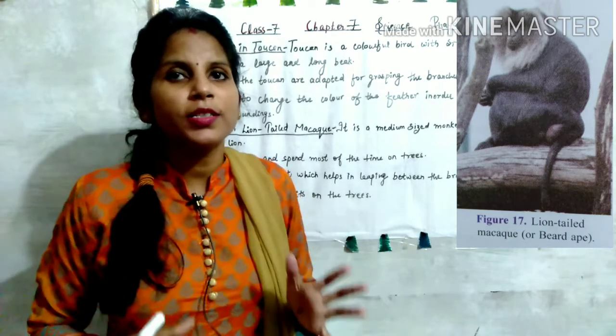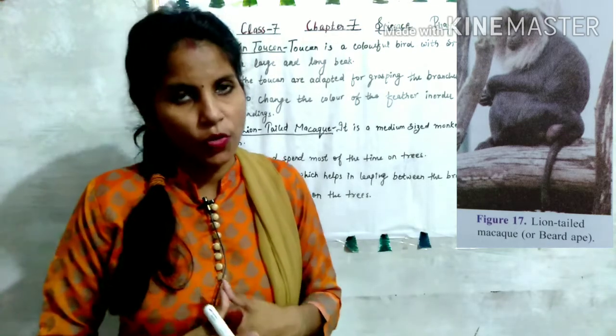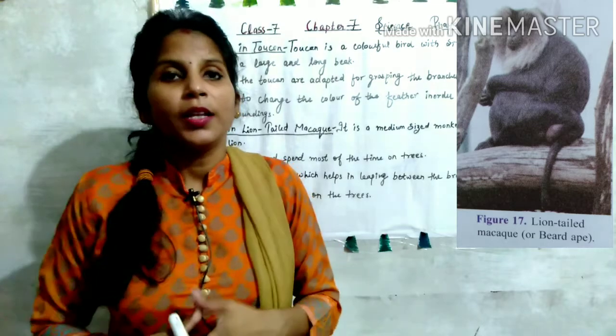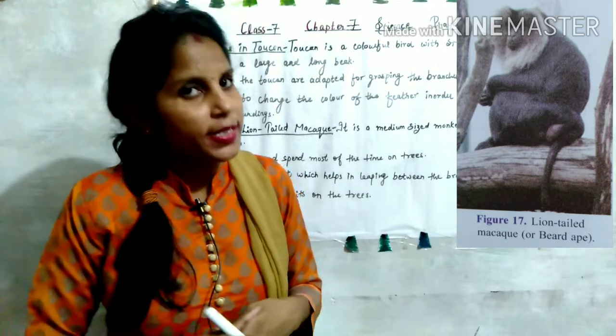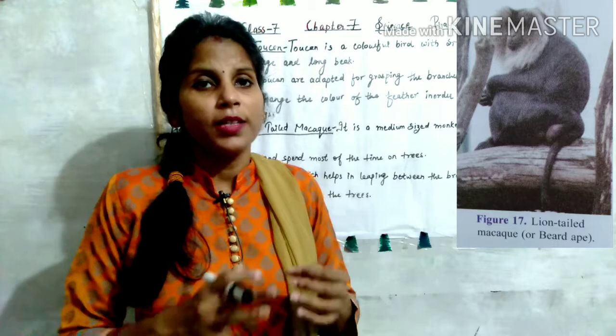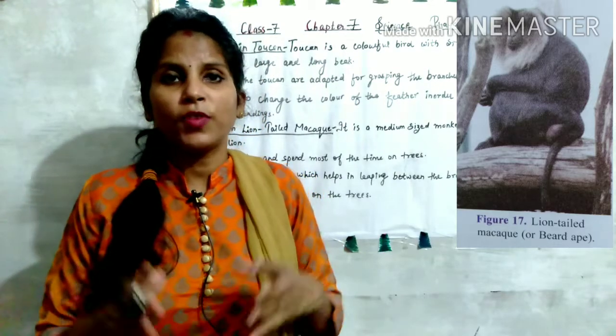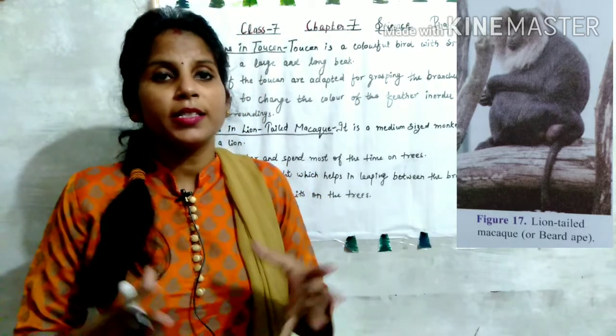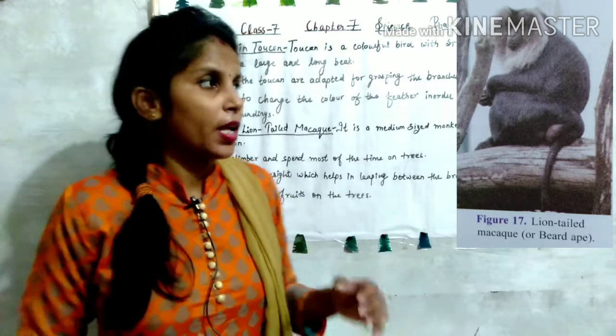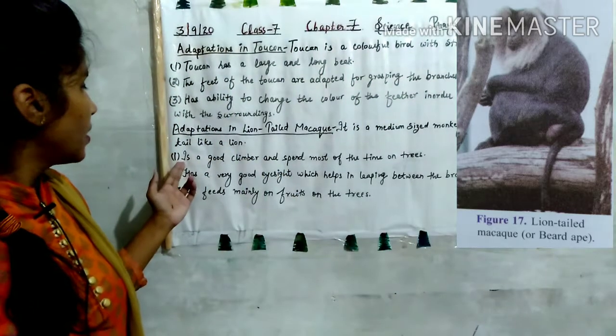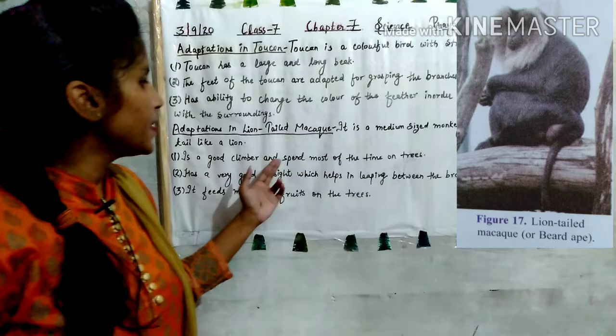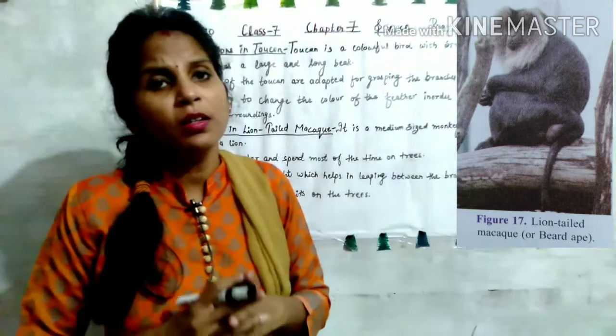And if you will see in the figure, आप देख सकते it is having a beard, ठीक, at the face. So it is called as beard ape also, and it is found in India in the tropical rainforest of the Western Ghats. So this animal is also having some of the adaptation through which it can survive with the surrounding.